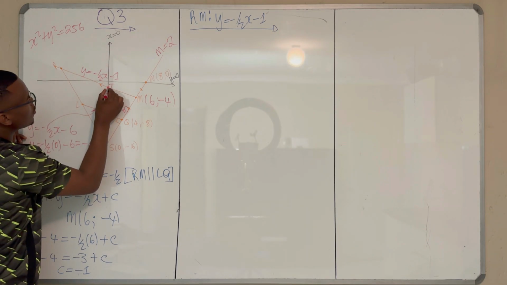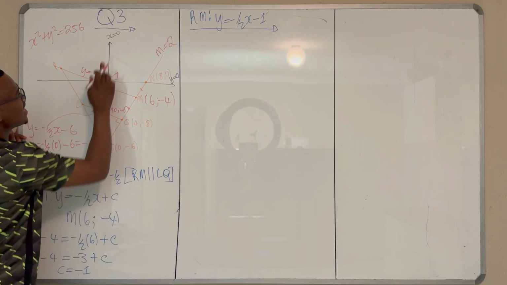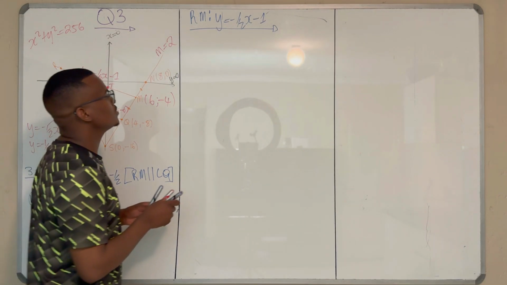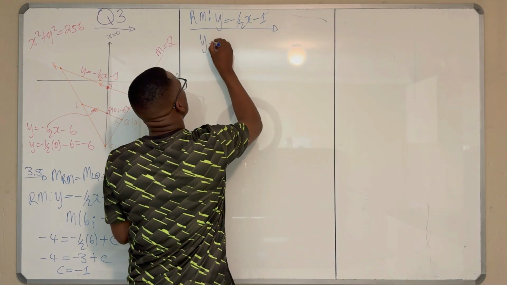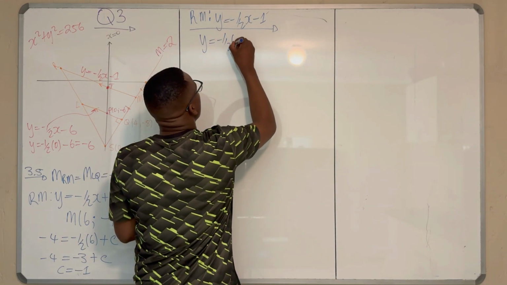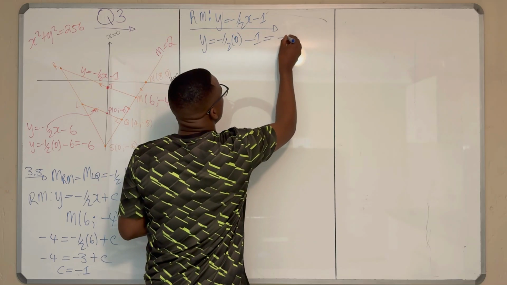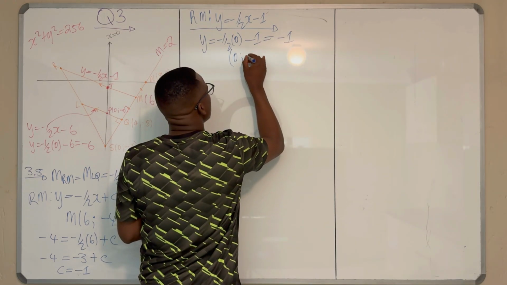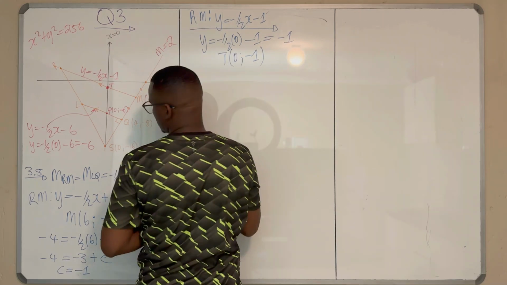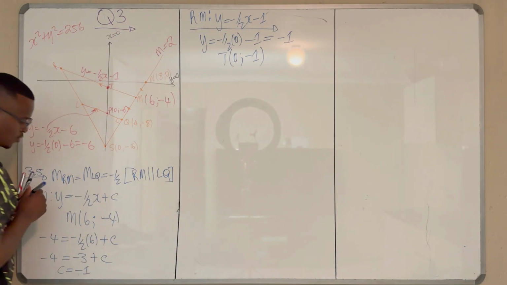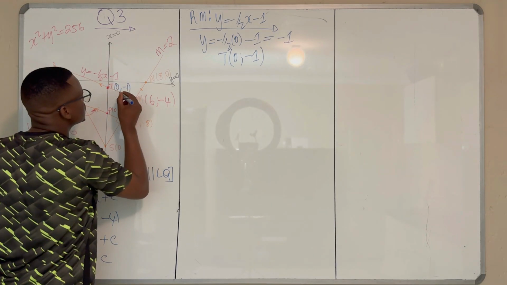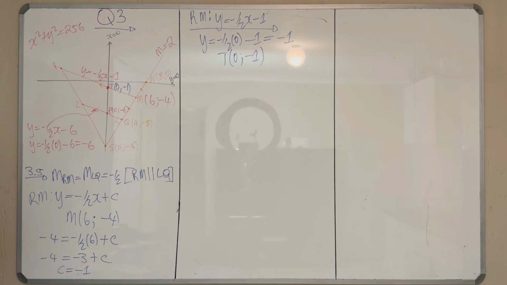So if you want to find the coordinates of T, you know along this line x is 0, so substitute 0 there so that you can find the corresponding y value. So y is equal to minus half of 0 minus 1. So your answer comes out to be minus 1. So the coordinates of T are 0 and minus 1. Those are the coordinates of T. That is what they wanted.